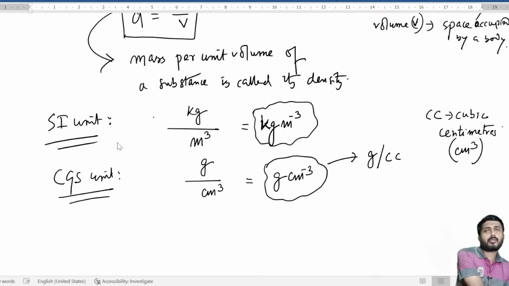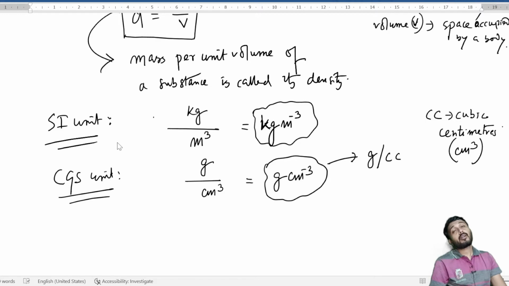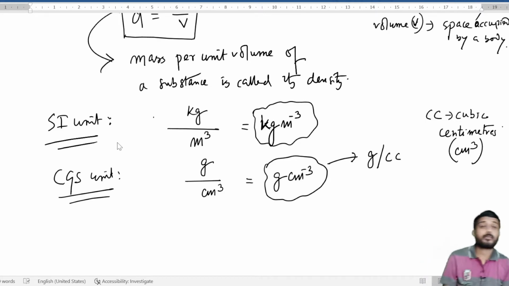Just try to understand: cotton is a light substance, very light, right? What is iron? A very heavy substance, right? So is there a difference in density? Of course, there is a drastic change in the value of densities between both substances, cotton and iron. If you take 1 meter cube of cotton, and if you take 1 meter cube of iron, what will have more mass?